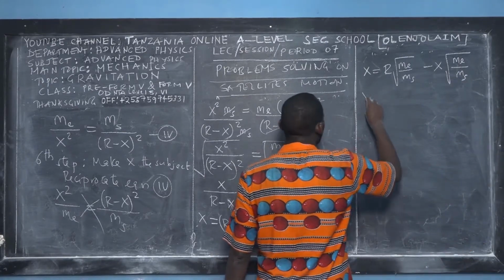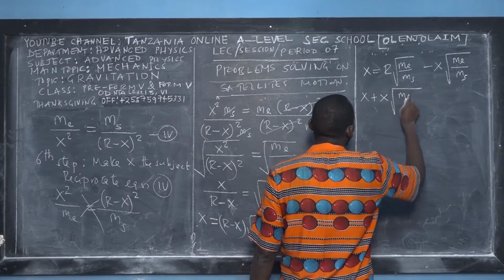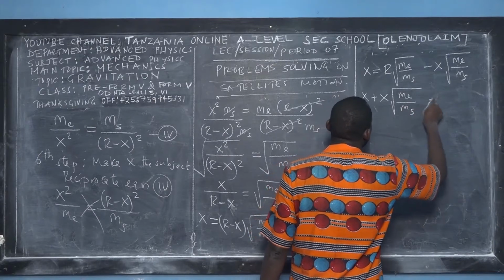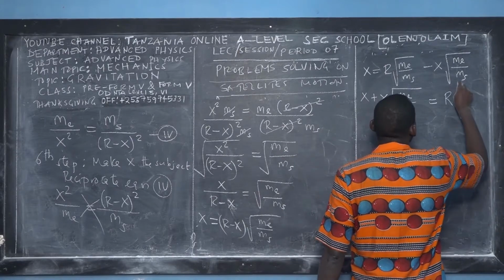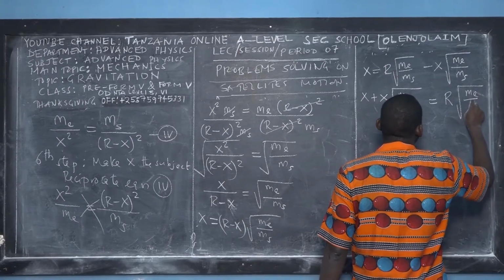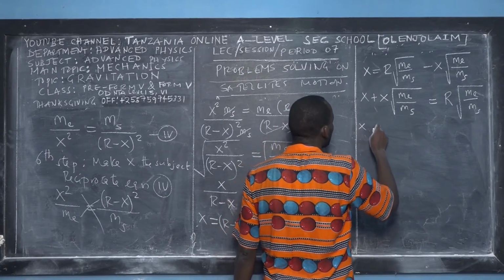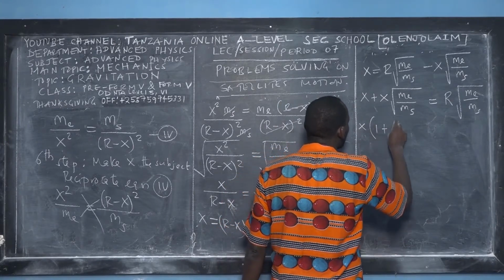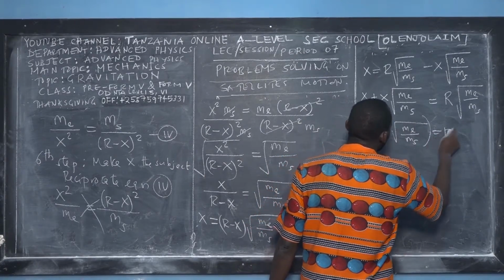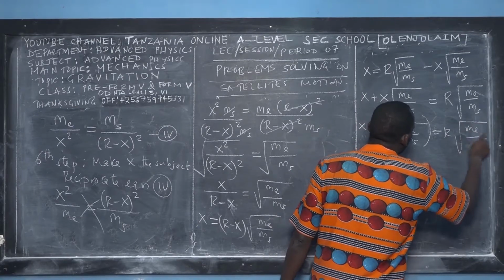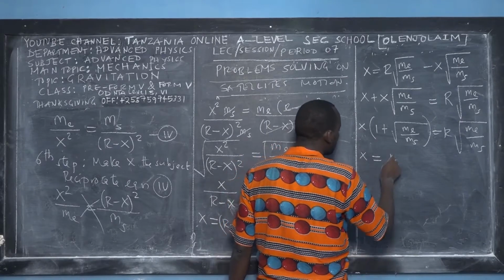So then we have x plus x times the square root of the mass of the earth over the mass of the sun, equal to the distance from the earth to the sun, R, times the square root of the mass of the earth over the mass of the sun. So x is common, right? So then we have x times 1 plus the square root of mass of the earth over mass of the sun, is equal to R times the square root of the mass of the earth over the mass of the sun. So then we are looking for x.